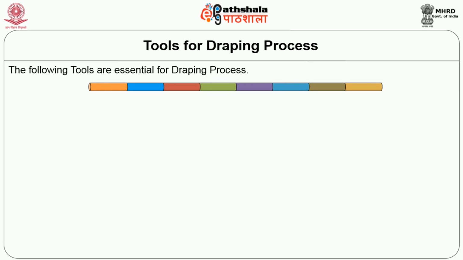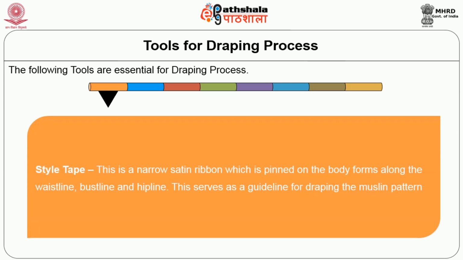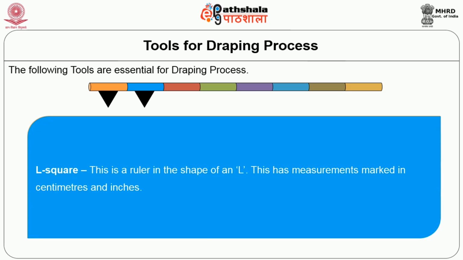The first one is a style tape. This is a narrow satin ribbon which is pinned on to the body form along the waistline, bust line and hip line. This serves as a guideline for draping the muslin pattern. L square scale. This is a ruler in the shape of an L. This has measurements marked in centimeters and inches.